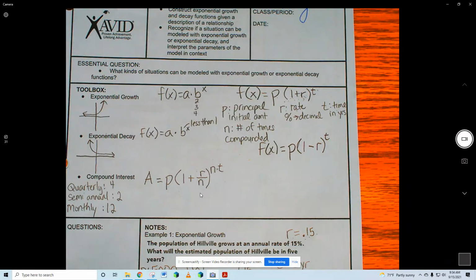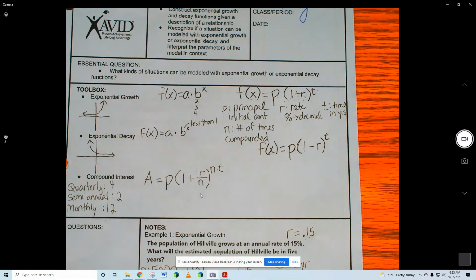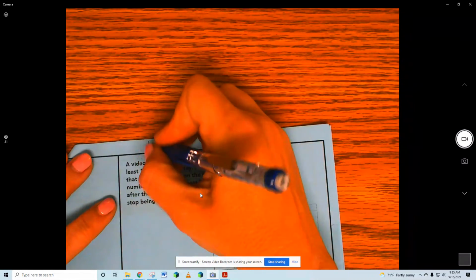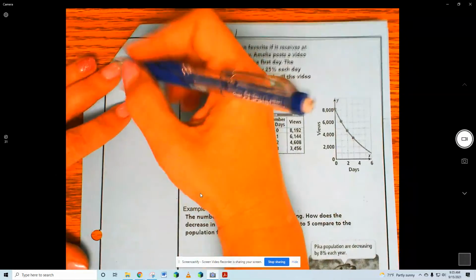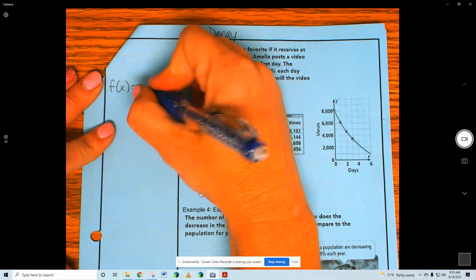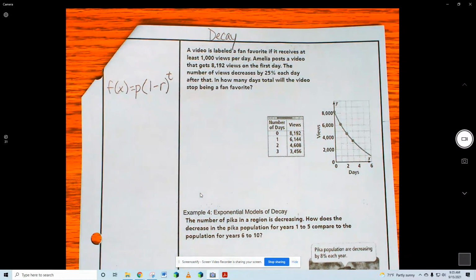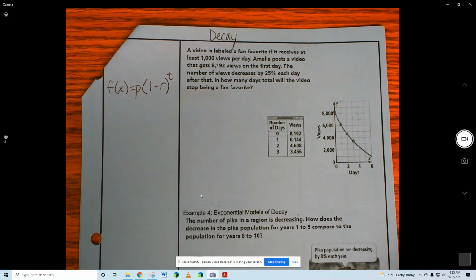We're not going to graph any pictures of anything, but our decay notes are going to start on the last page of this, or the second page of this packet. It's right here. This is decay. I'll write the formula again. F of x equals the principal initial amount times 1 minus the rate raised to the power of t. Okay.